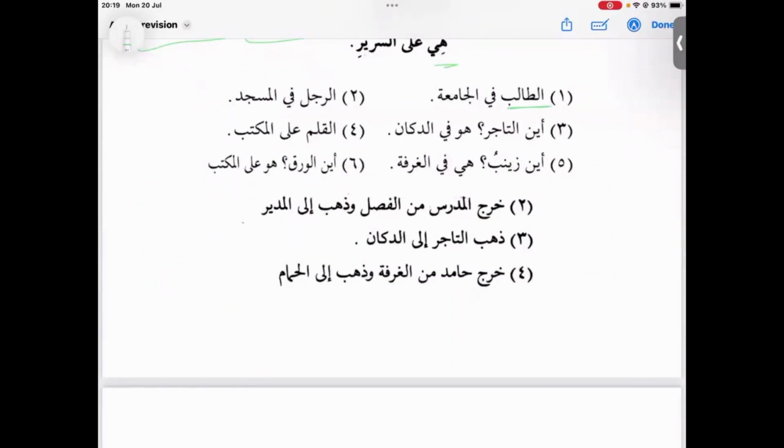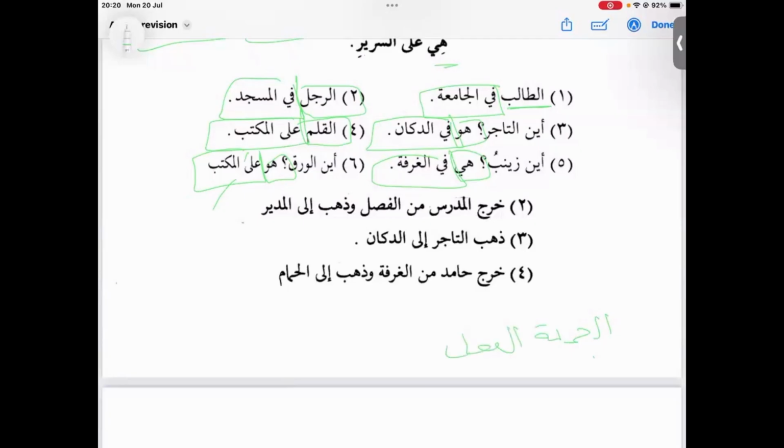Same here. At-talibu, the student, that's the first part. The khabar, fil jami'ati, is in the university. Ar-rajulu, the man, the first part. Fil masjidi, is in the masjid, that's the second part. Huwa, he is, second part, fil dukani, in the shop. Al-qalamu, the pen, first part, ala al-maktabi, is on the desk, second part. Hiya, she is, first part, fil ghurfati, in the room. Huwa, it is, ala al-maktabi, on the desk. So those are all examples of al-jumlatul ismiyah. Then we did al-jumlatul fi'liyah. Who can tell me what is the jumla fi'liyah?